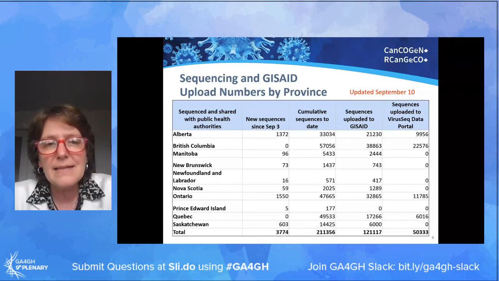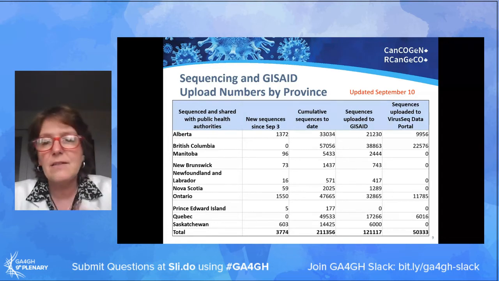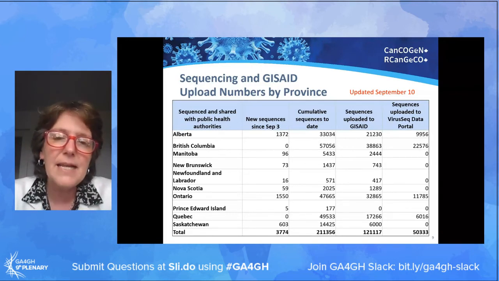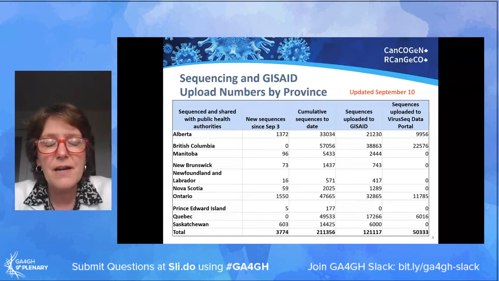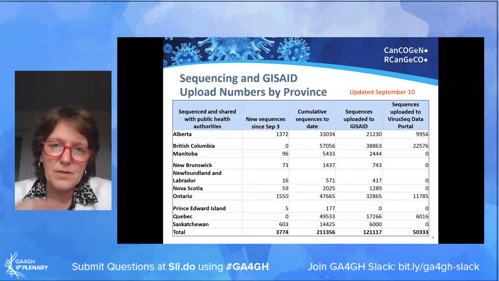And we have been proactively trying to share our data on GISAID. We started slowly, trying to get all the pipelines for QC and QA up to date and really setting up all the process of sharing the data in Canada. And we're now at 121,000 sequences that are shared in GISAID. And I'll talk a little bit about our VirusSeq data portal on the next slide.